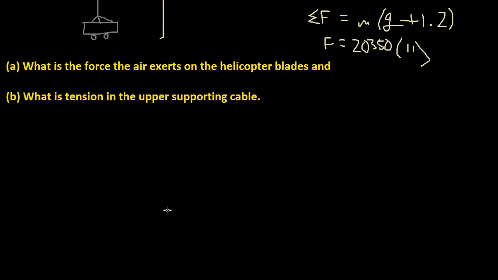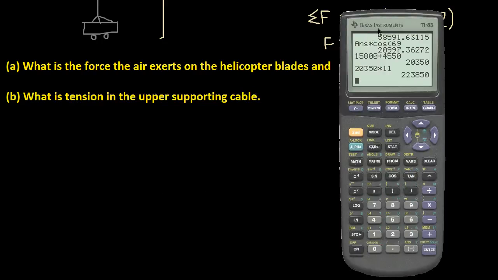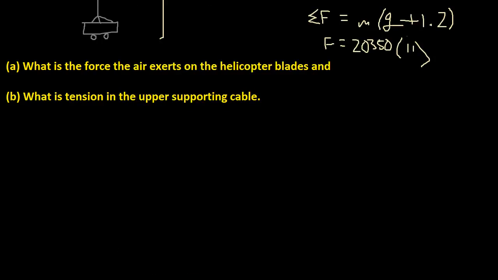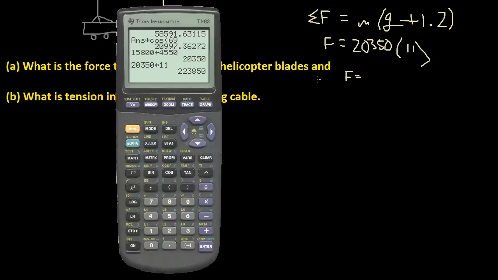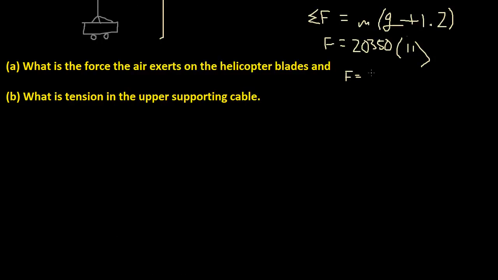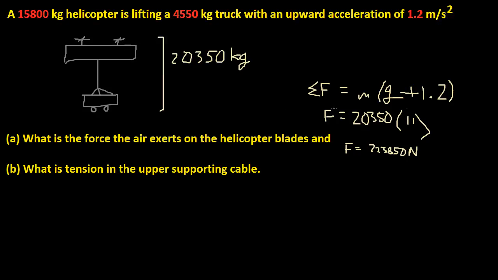Okay, let's do B. Actually, let me write this down first. The force is 223,850 newtons. And this works because of Newton's third law, the thrust of air is the same as the force going upward. Okay, so what is the tension in the upper supporting cable?